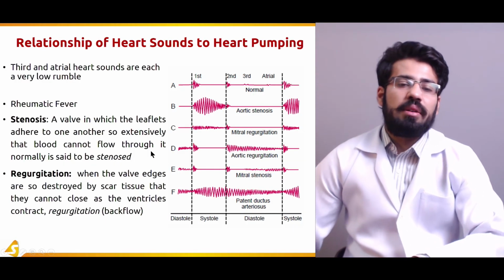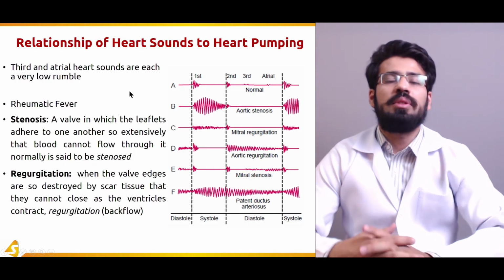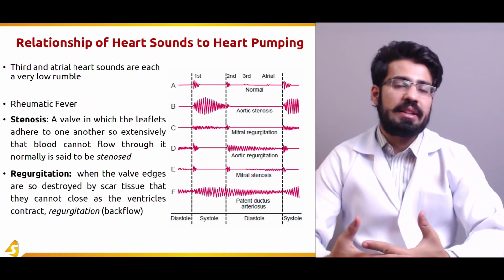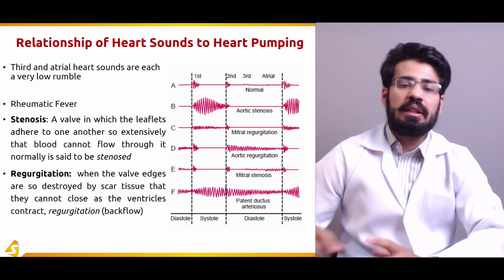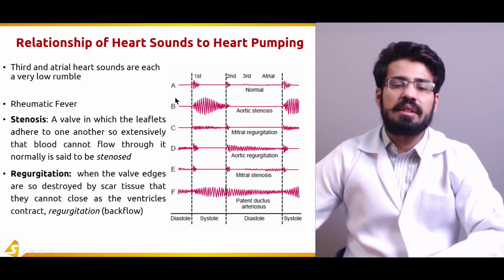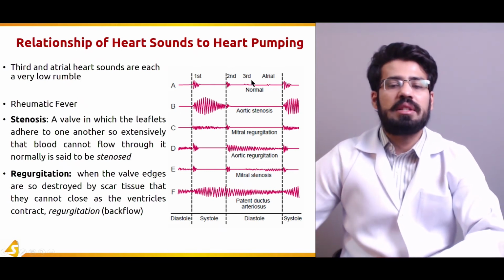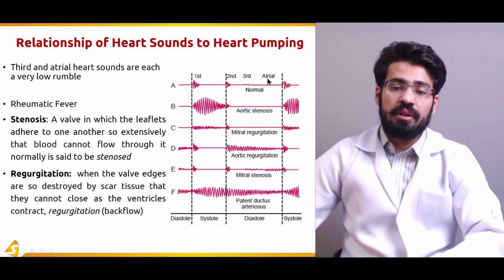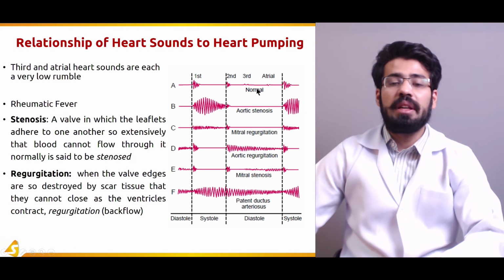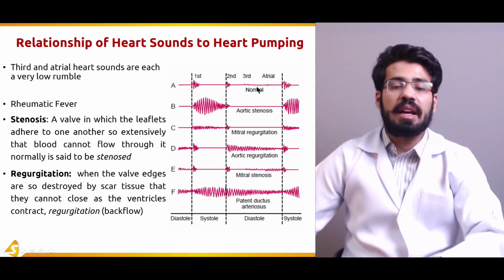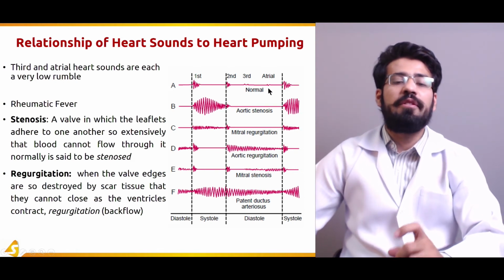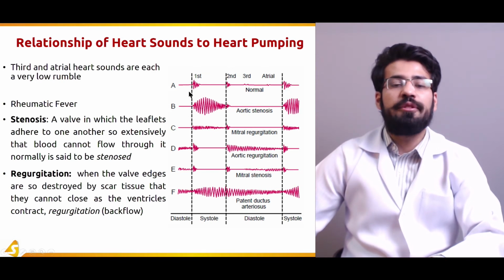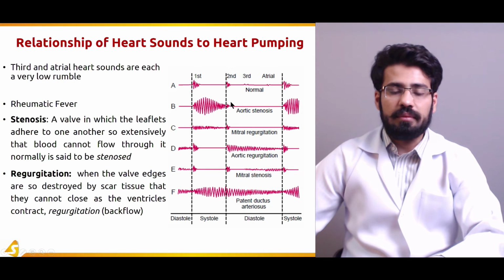Now let's discuss the relationship of heart sounds to the heart pumping and the abnormalities that we can see. In this particular figure, we can see the first, second, and third heart sounds. This is followed by the atrial sounds. It's important to consider that in a normal beat, the third and the atrial sounds have a very low rumble as compared to the first, second, and fourth heart sounds.